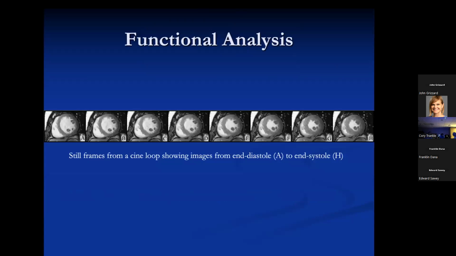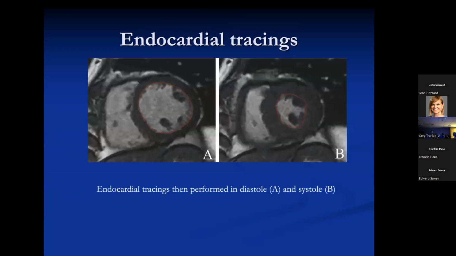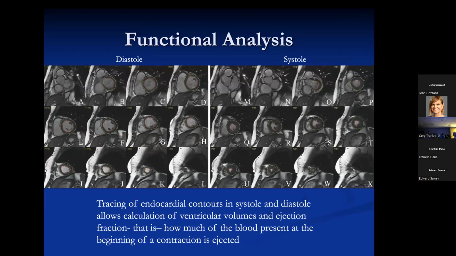Let me just mention, for the people who draw the circles, that we can do functional analysis on these cine images. What we do is we take the still frames, from the image on the far left, A, to end systole, which is H, and that allows you to trace those endocardial contours and therefore calculate the volumes and stroke volumes and ejection fraction. So there you see diastole and a series of images with tracings and then systole. What you're really looking at is how much of the blood that was present at the beginning of a contraction is present at the end of a contraction. That's going to tell you what was ejected, right?